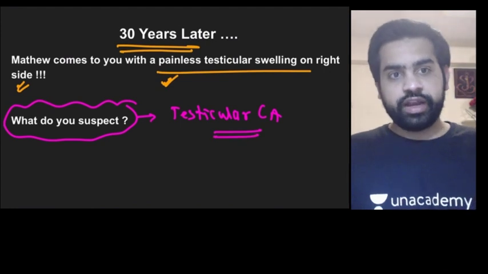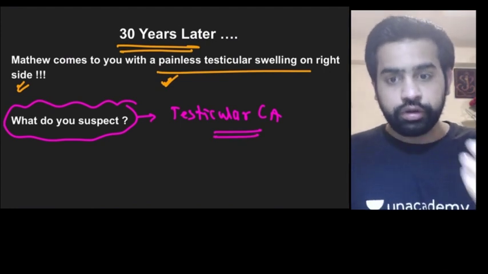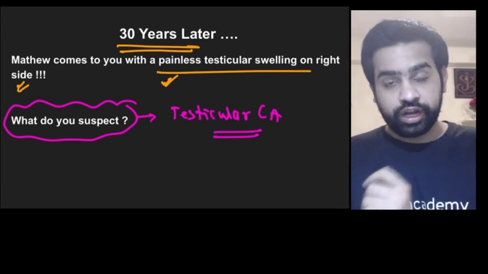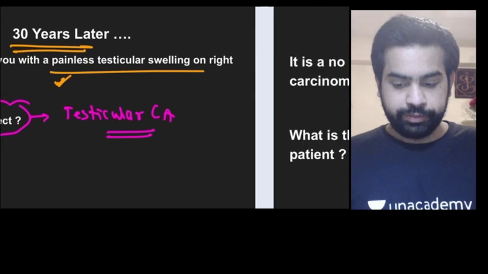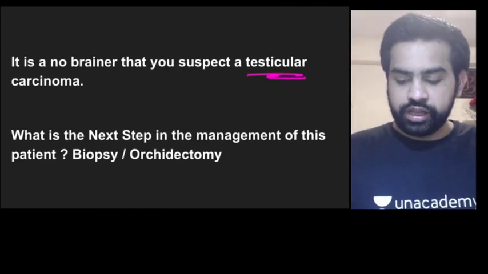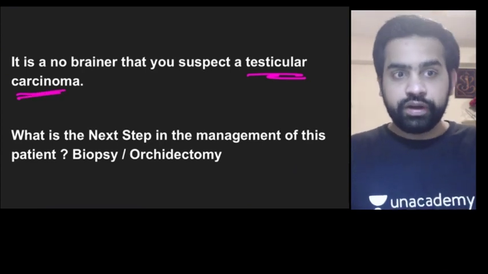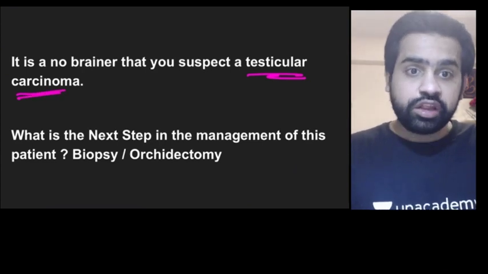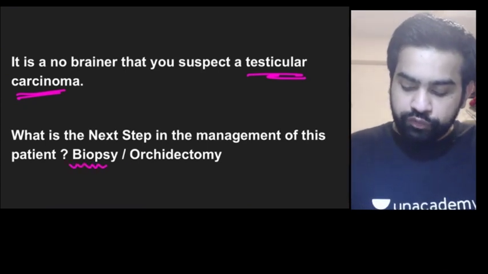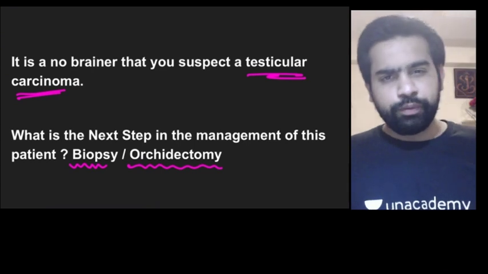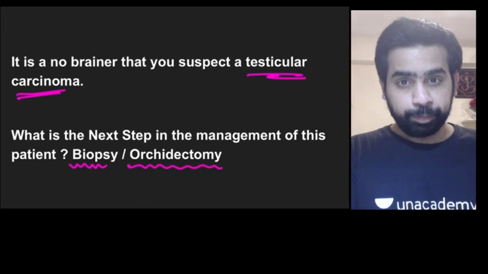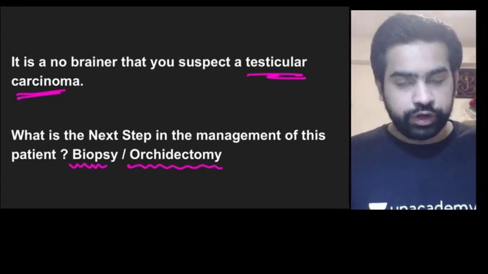So please understand, if this child comes to you 30 years later with a painless testicular swelling, you will suspect that this particular child is suffering from a testicular carcinoma. Now, it is obviously a no brainer that this child is suffering from a testicular carcinoma. That is fine. But if I ask you, what will be the next step in the management of this particular patient? What will you do? Will you go for a biopsy or will you go for an orchidectomy? Don't you need to confirm whether this patient is actually suffering from a testicular carcinoma or not? Don't you need to do that? So will you not go for a biopsy?